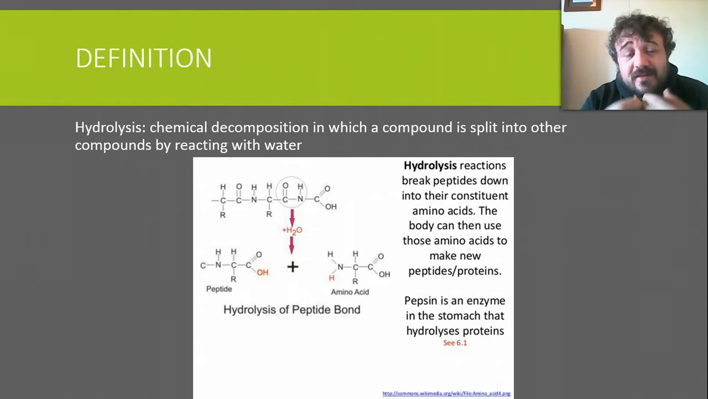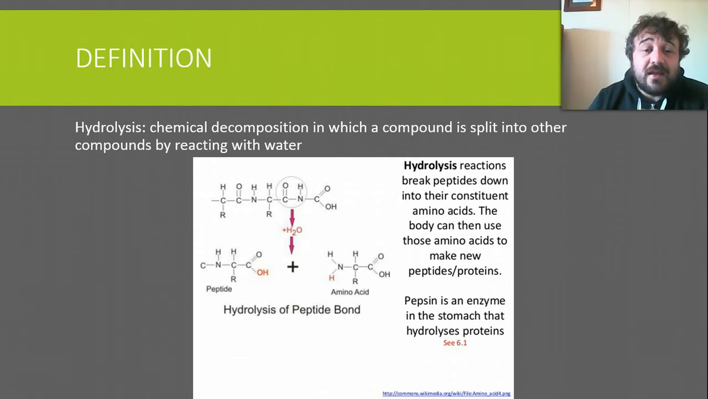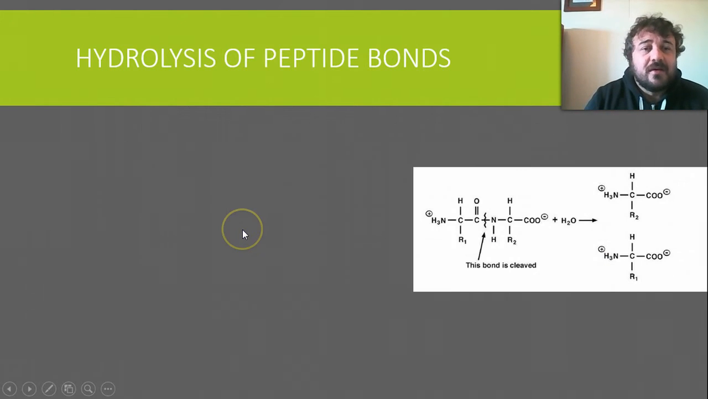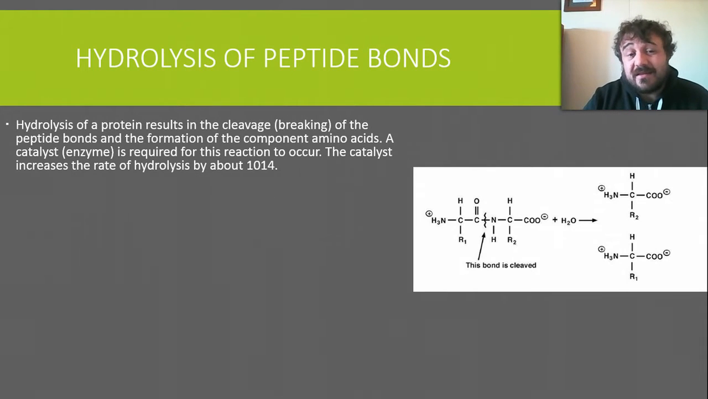Now, hydrolysis is the chemical decomposition in which a compound is split into other compounds by reacting with water. And here we have a protein, a peptide bond, being broken down. You can use it to make new proteins if you want, or you can use it to break a protein down into its constituent amino acids. And it will break it down one at a time, generally. So hydrolysis of peptide bonds is basically the cleavage of it.